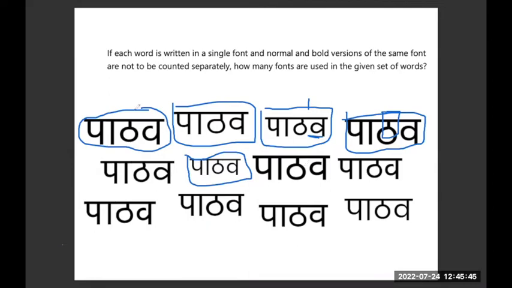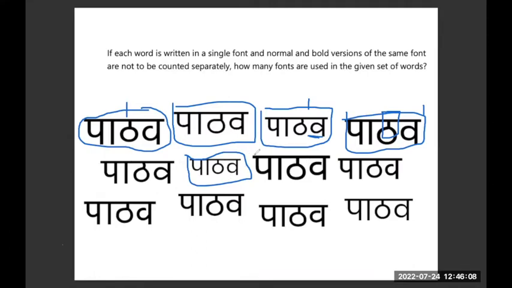Because this is a combination of this and this one, which is an all new font altogether. This part looks somewhere like this, versus the other looks somewhere like this, which means it's a different font altogether. Understood? Yes. Fair. Okay, we have found 5.